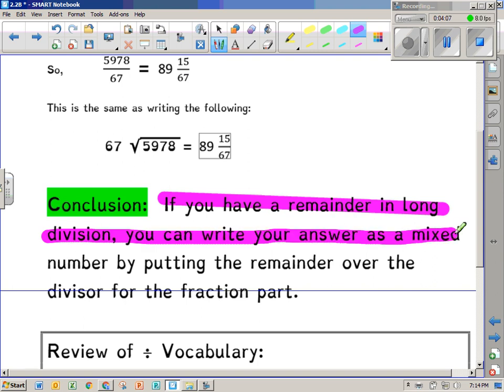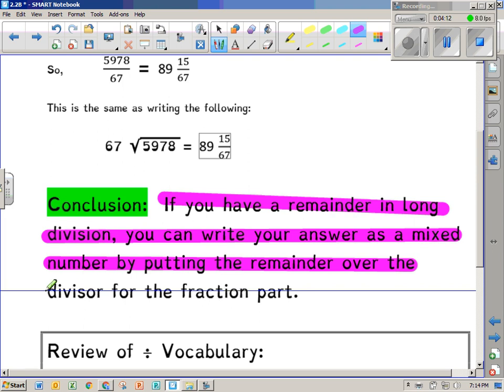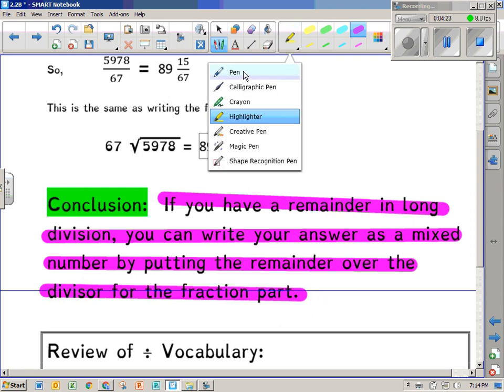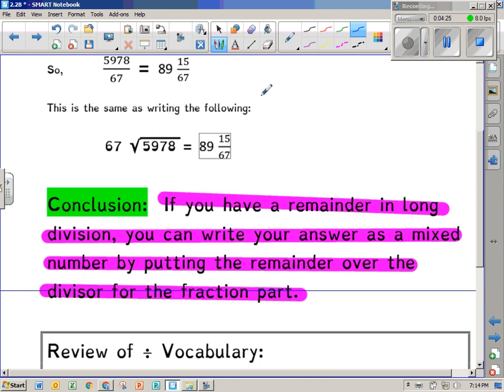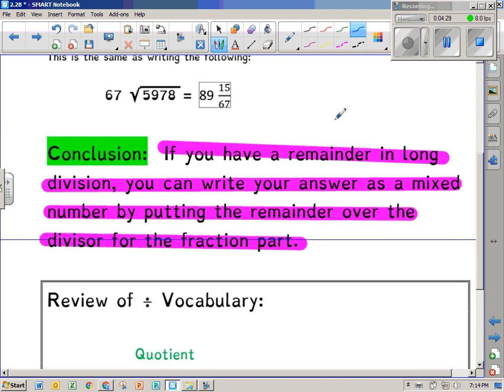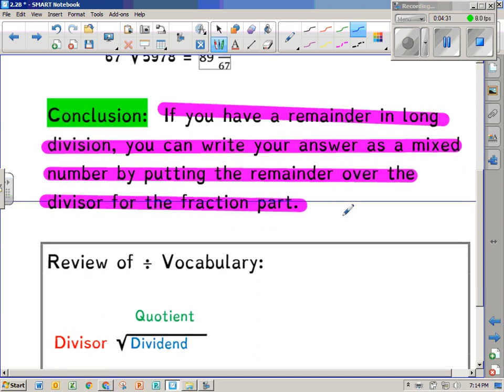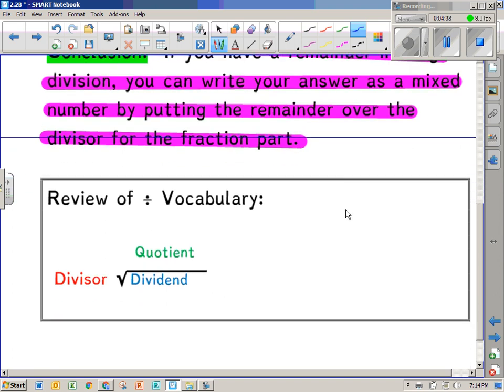So you can write your answer as a mixed number by putting the remainder over the divisor for the fractional part. I want you to avoid going into decimal format right now. We'll get to that a little bit later this year. It's important to be able to use the fraction because it allows you to stop the division a little bit earlier, which you'll find in algebra is a lot more convenient than going into a decimal, which sometimes can keep going and going and going.